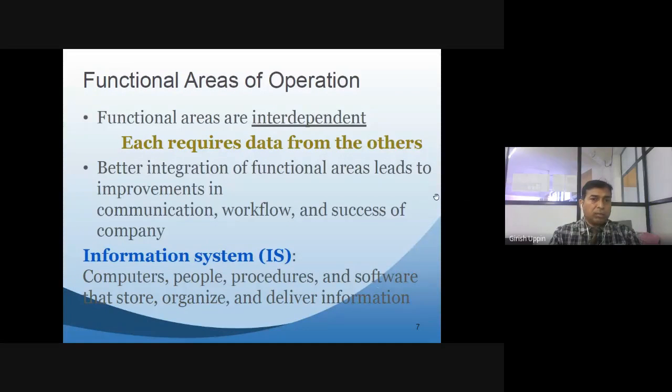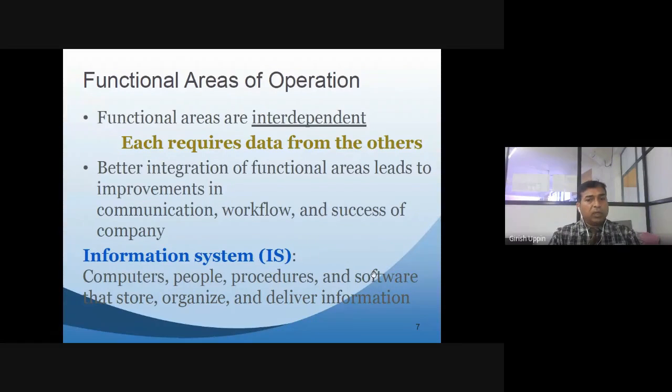Functional areas of operation. Functional areas are interdependent. Whatever the functional areas we talked about, the 4 functional areas, they are interdependent. Each requires data from others. So, in order for a particular functional area to operate, they have to interact with the other functional areas. Better integration of functional areas leads to improvement in communication, workflow, and success of the company. We have already seen that in the ERP, the advantages of the ERP is that it improves the communication, workflow, and the success of the company.